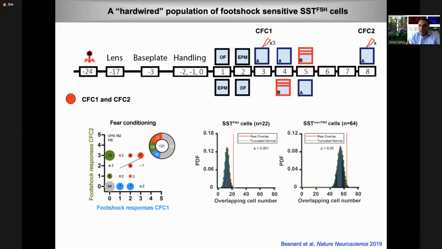And this is also true for the non-foot shock sensitive cells. This suggests that not all somatostatin cells may be the same or may be homogeneous. Rather, a potentially stable, hardwired population is preferentially recruited during contextual fear conditioning. What is the behavior of these cells now when we place these animals back in the fearful context A 24 hours later?